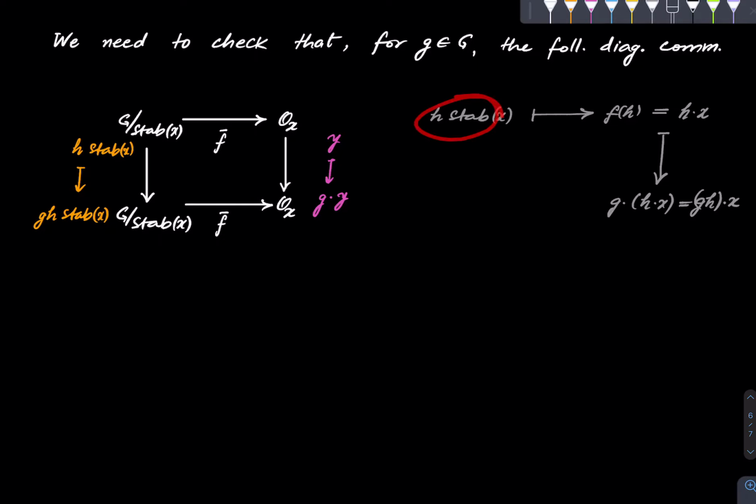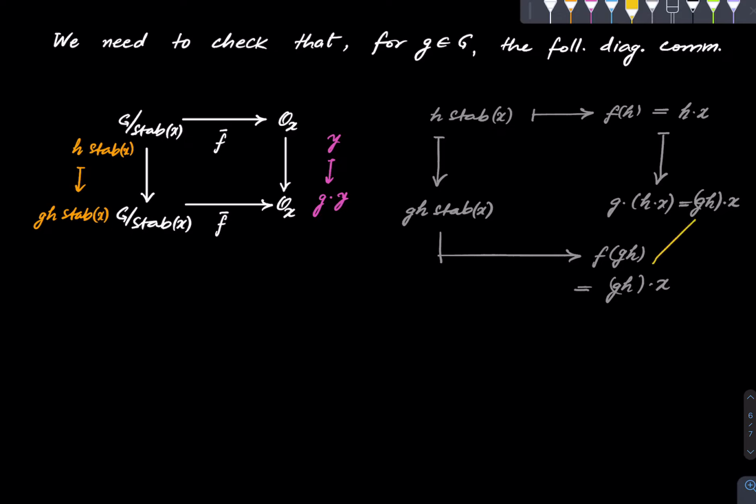Okay. What about this guy under this map, the orange map? It becomes gh stabilizer of x. And what does this become under f bar? It's the same as f of gh, which is gh dot x. And since these two things are equal, we deduce that the diagram indeed commutes, and hence f bar is an isomorphism because it is a bijection. So f bar is a bijection. Hence f bar is an isomorphism between the coset action of G on this guy to this guy.